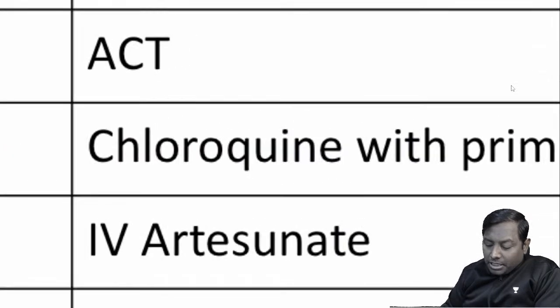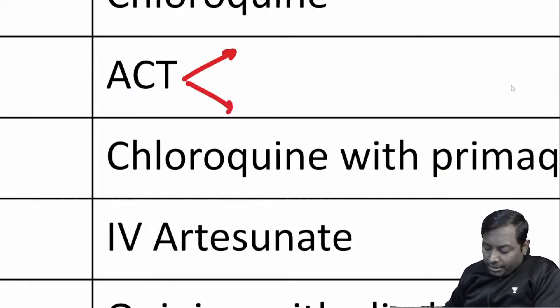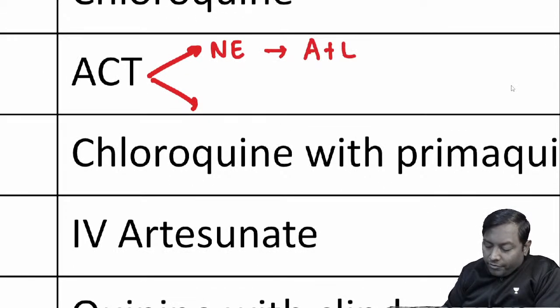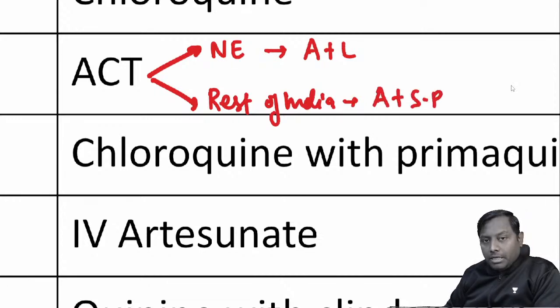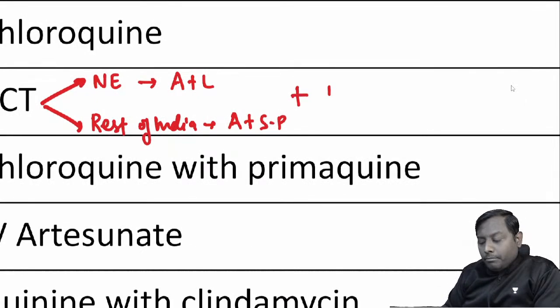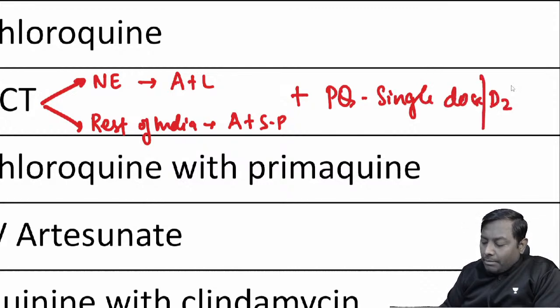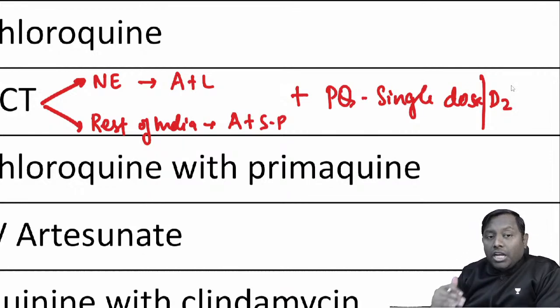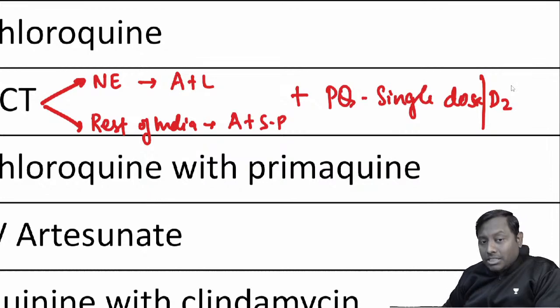Now we will be using artemisinin combination therapy depending on where the patient is coming from. If the patient is coming from, let's say, a northeast state, then we are going to use artemether plus lumefantrine. And if the patient is coming from any other part of India, then we are going to use artesunate plus sulfadoxine pyrimethamine. With both of them, we will also be using primaquine as a single dose on day 2. Please remember, primaquine single dose on day 2 is done mainly in falciparum. Falciparum has a banana shaped gametocyte. Fal is banana.